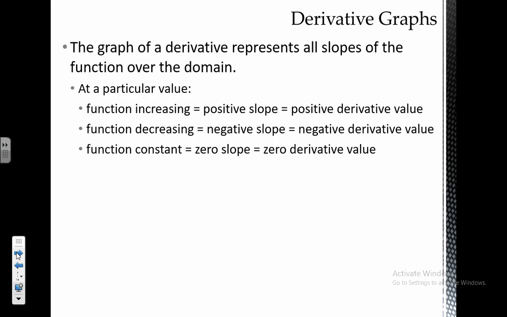All right? If your function is increasing, no matter what kind of function it is, you will have positive slopes for your tangent lines. If your function is decreasing, you will have negative slopes for your tangent lines. And we talked about the case of a function that is constant. Okay, we know that derivative would be 0.